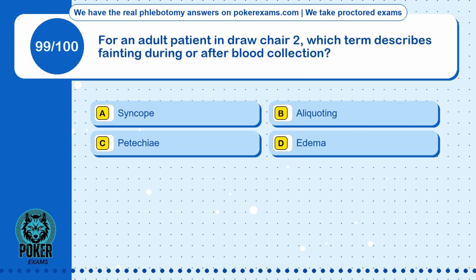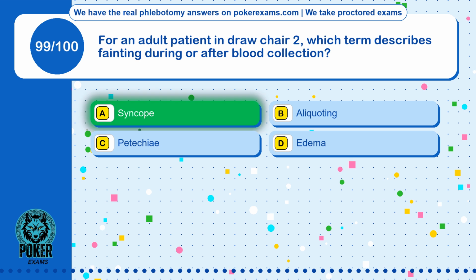Question 99. For an adult patient in Draw Chair 2, which term describes fainting during or after blood collection? Option A. Syncope. Option B. Aliquoting. Option C. Petechiae. Option D. Edema. The correct answer is option A.